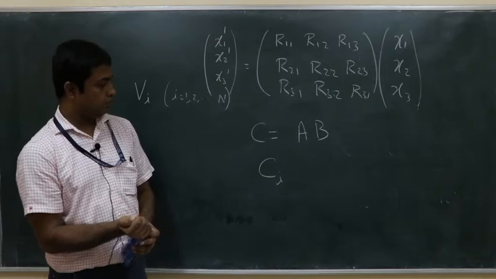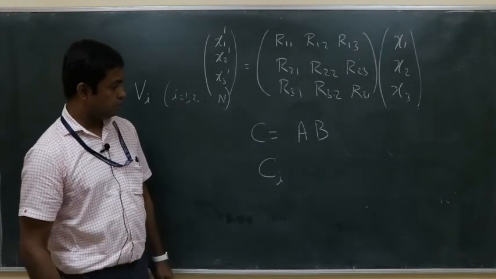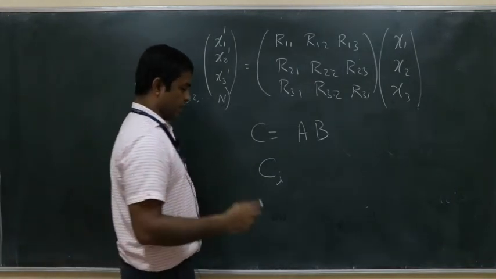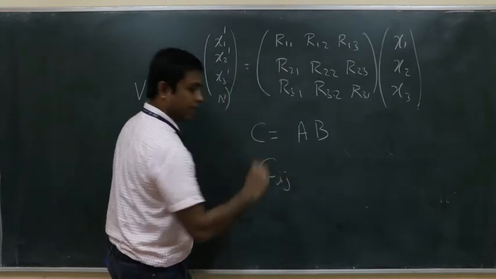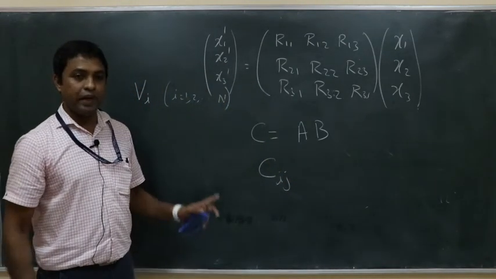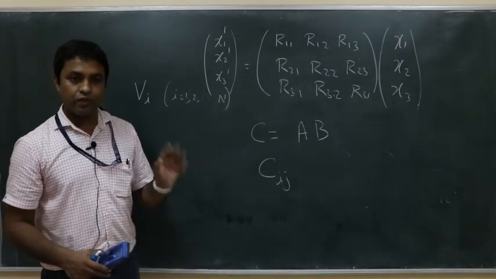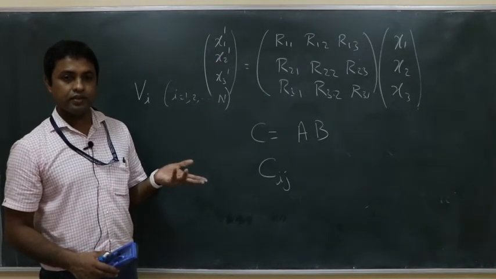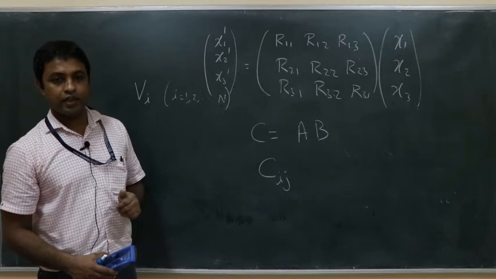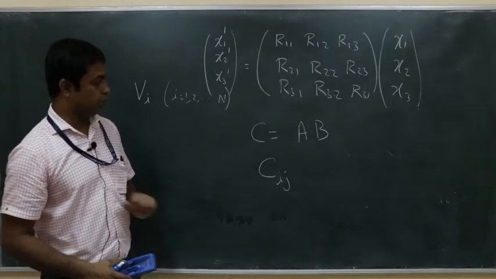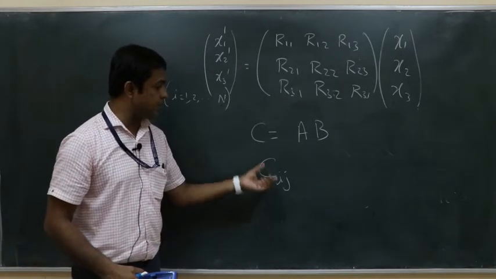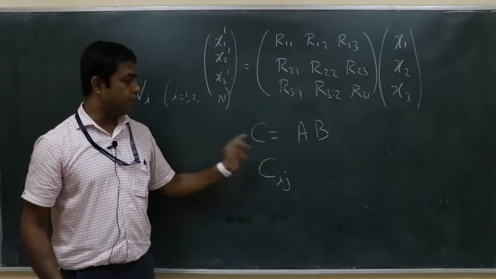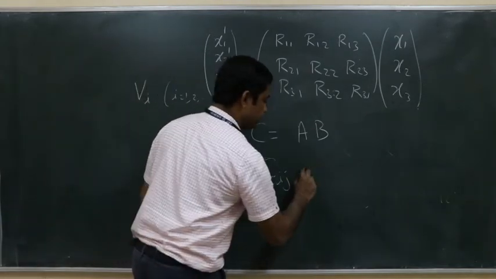Sir, ijth component or ith component? Obviously, yeah, you are correct, a matrix has i and j. So usually our matrix is what kind of tensor? Rank 2. So it should be ij. So what is the Cij component of the matrix C? How can you write it down?